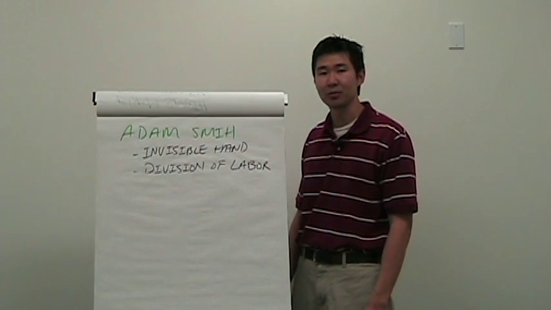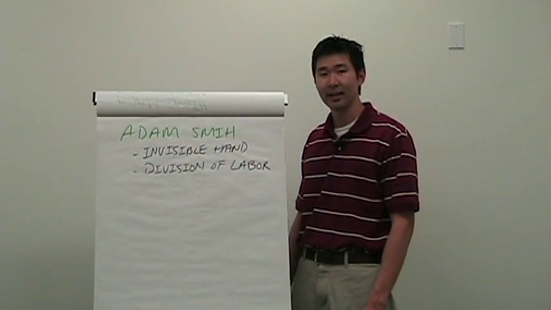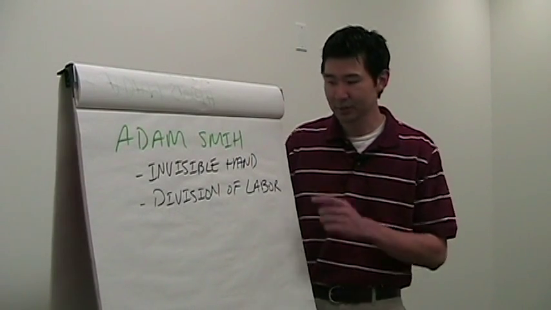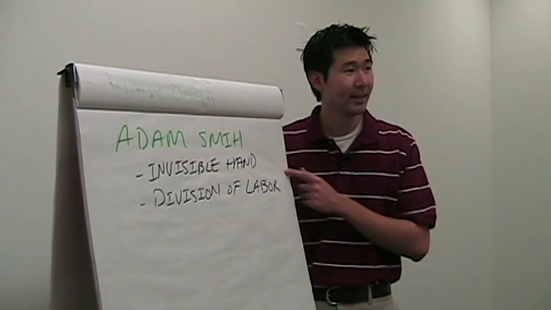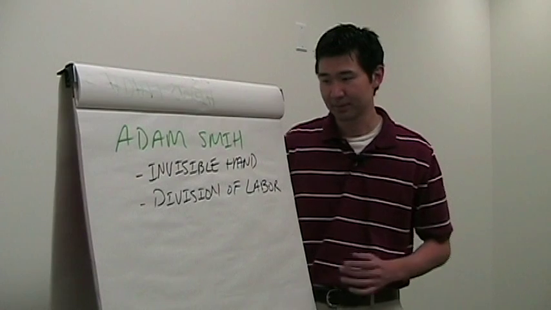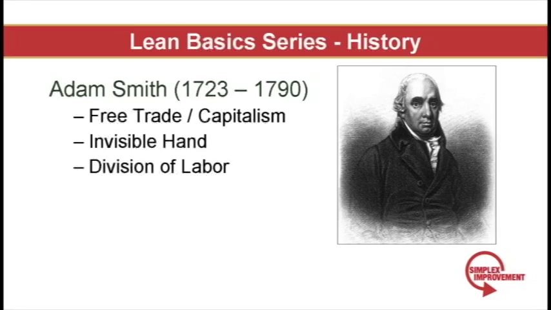Adam Smith was a Scottish moral philosopher, and he authored a book called The Wealth of Nations. And in it, he makes a strong case for capitalism and free trade. He also has a theory called the invisible hand theory, and that states that you can benefit society by pursuing your own goals. Now, his true contribution to Lean came from his division of labor theory.